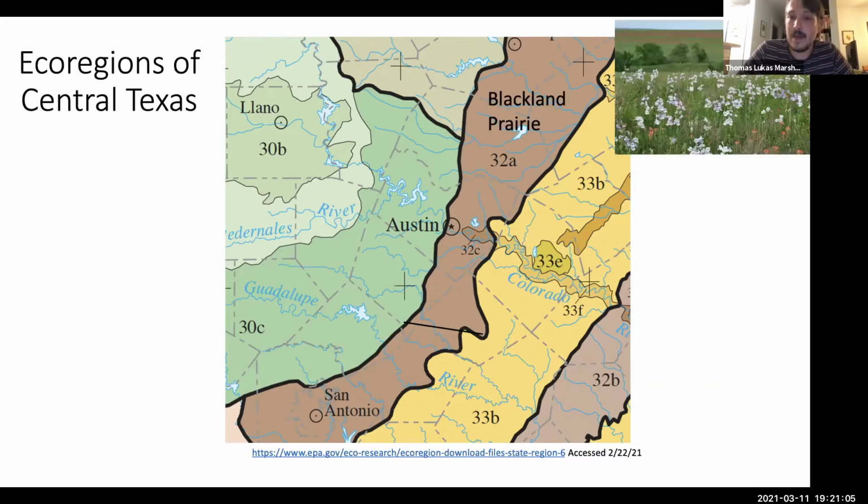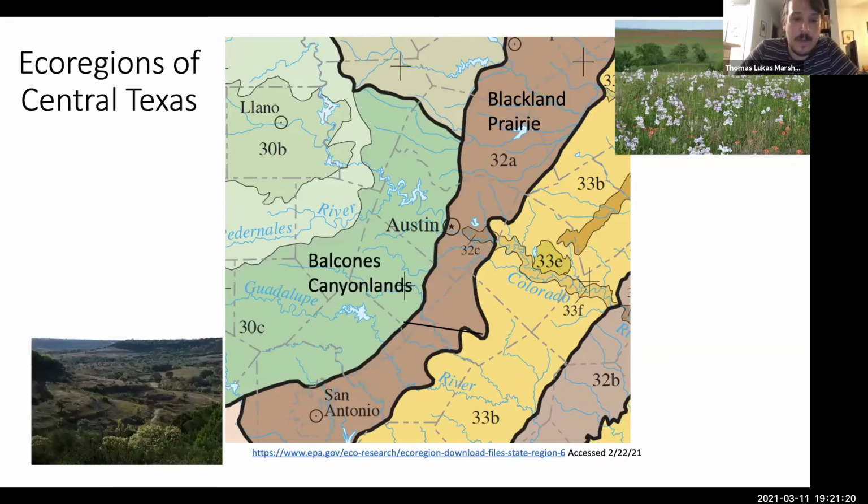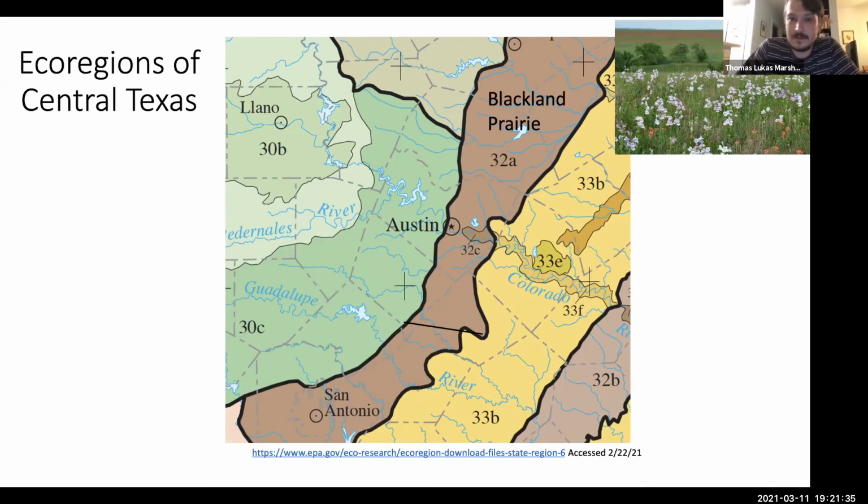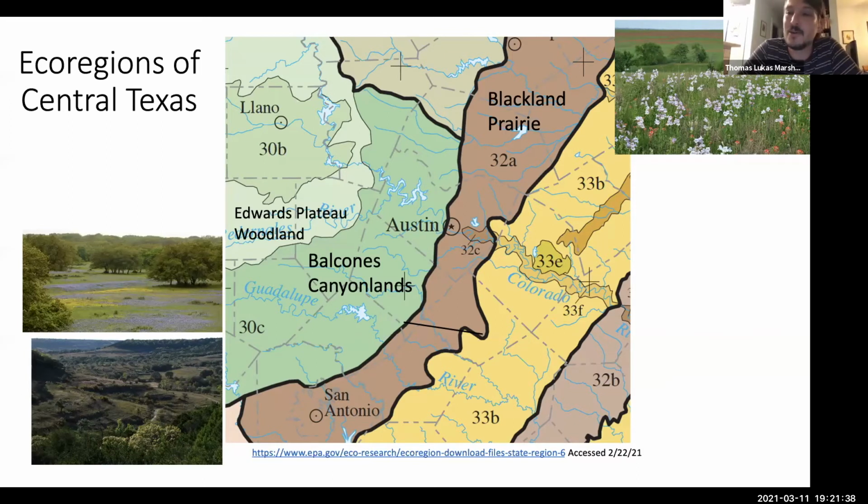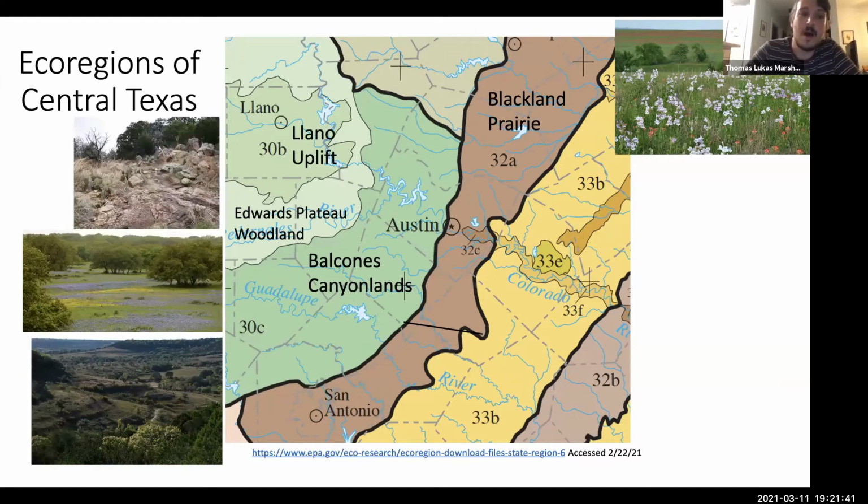To the east, we have the Blackland Prairie, which is an area that has very rich clay soils and was historically a tall grass prairie. Now it's primarily used for agriculture. And to the west, we have the Balcones Canyonlands, which is hilly and rocky with shallower soils and lots of canyons with creeks running through them. Further to the west, we have the Edwards Plateau woodland and the Llano uplift. So these three regions to the west are often grouped together and called the Hill Country.